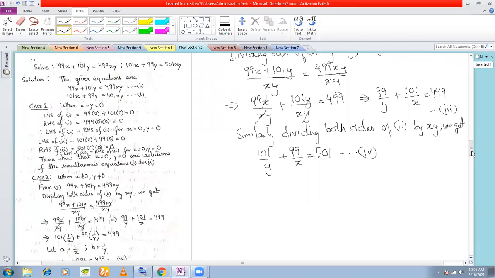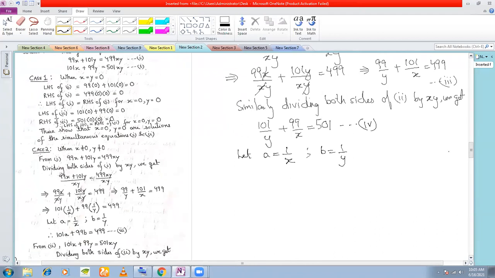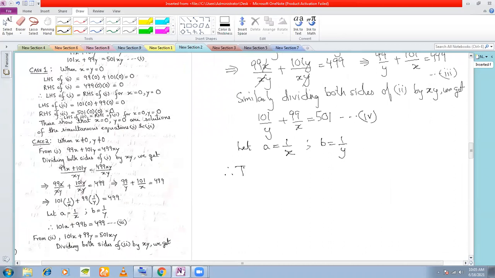Now what we do is we take 1 by x is equal to a, and we take b is equal to 1 by y. So therefore, what are the equations? The equations take the form 99b plus 101a is equal to 499.